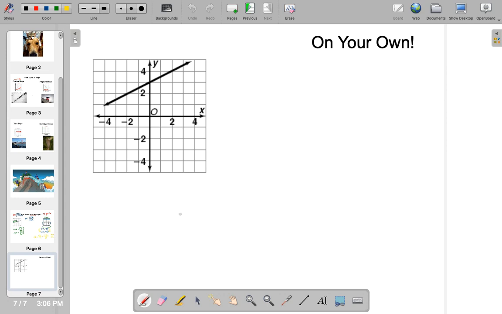Okay, so for the last problem, I want to calculate the slope using rise over run. Now, I need to pick any 2 points off this line. I'm going to pick this one, and I'm going to pick that one. But it doesn't matter what 2 I pick. I could pick any. And I'm going to calculate the rise from here to here.